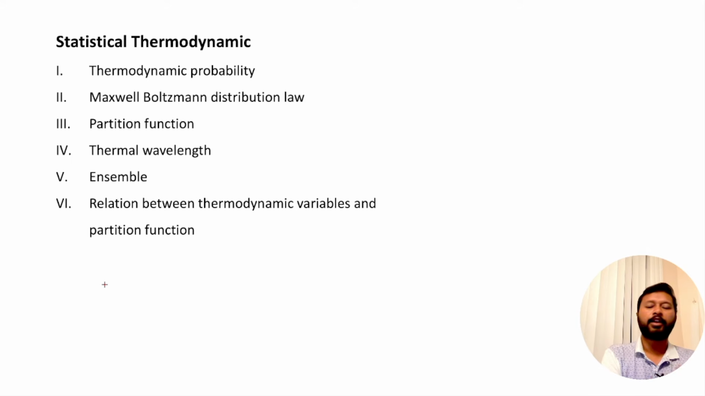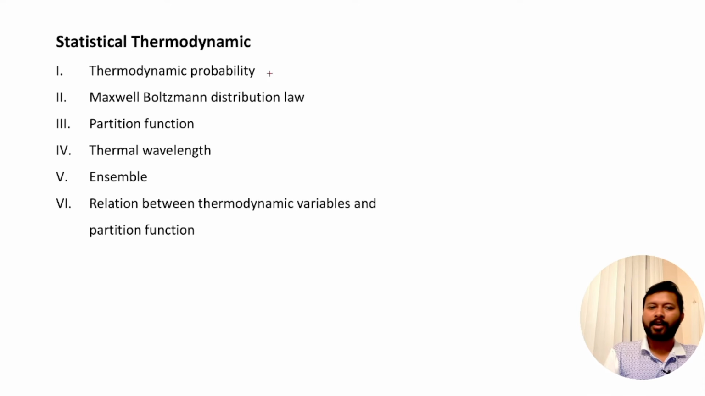Moving ahead to the next topic, which is statistical thermodynamics. A tricky topic, many people just ignore it, but it's not that difficult. If you just do these 6 topics, it's easy, and at least you will be able to do 1 or 2 questions from this. Remember that now CSIR is giving more weightage to statistical thermodynamics than earlier. Earlier, we used to just get 1 or 2 questions from statistical thermodynamics, but nowadays you can easily see 3 or 4 questions from statistical thermodynamics. So yeah, it's an important topic now.